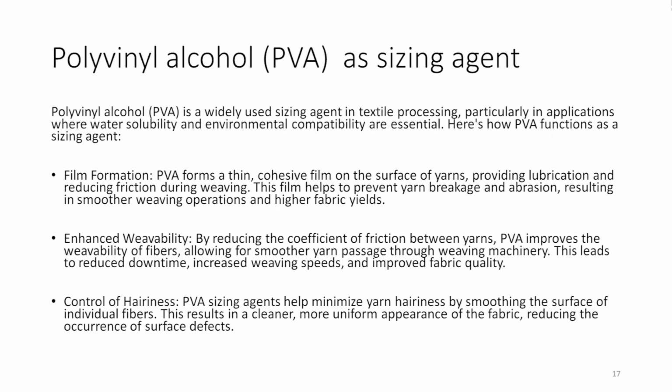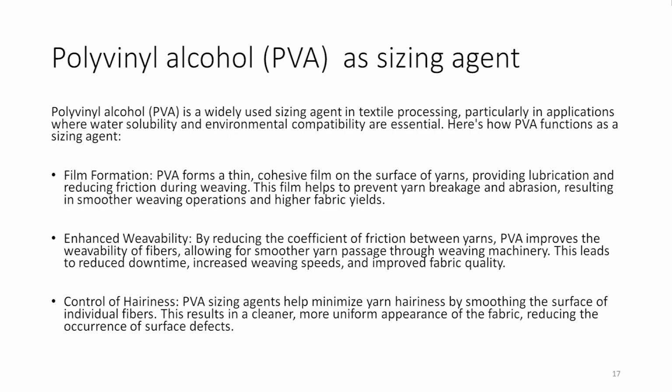Polyvinyl alcohol, PVA, as a sizing agent is widely used in textile processing, particularly in applications where water solubility and environmental compatibility are essential. And here is how PVA functions as a sizing agent. Film formation. PVA forms a thin cohesive film on the surface of the yarn, providing lubrication and reducing friction during weaving. This film helps to prevent yarn breakage and abrasion, resulting in smoother weaving operations and higher fabric yields.